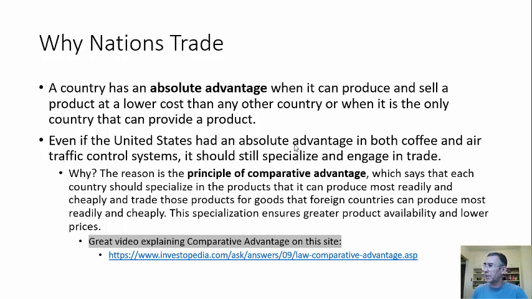Now, having said that, if you have two countries that trade, and that's the example your author is using here, even if the U.S., let's pretend, has an absolute advantage in both coffee and air traffic control, should it still basically buy it from someone else? So just think about that question for a second.